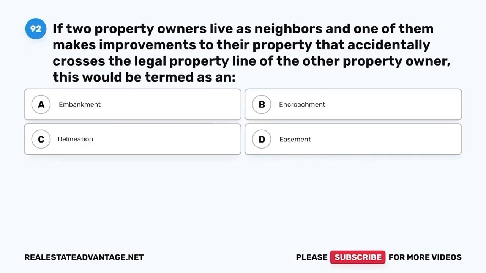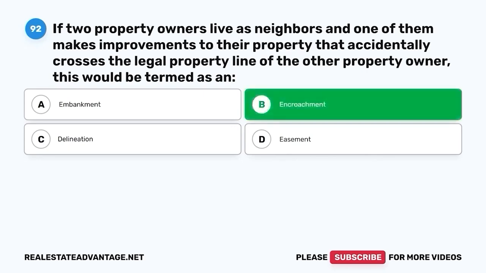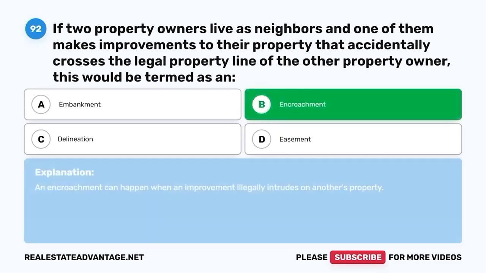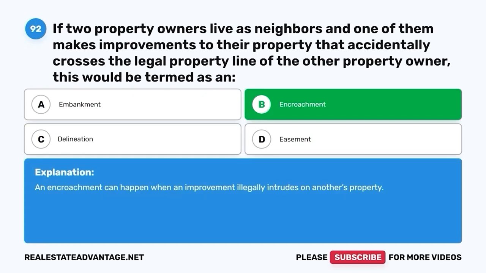Question 92. If two property owners live as neighbors and one of them makes improvements to their property that accidentally crosses the legal property line of the other property owner, this would be termed as an A. Embankment, B. Encroachment, C. Delineation, D. Easement. The correct answer is B. Encroachment. An encroachment can happen when an improvement illegally intrudes on another's property.